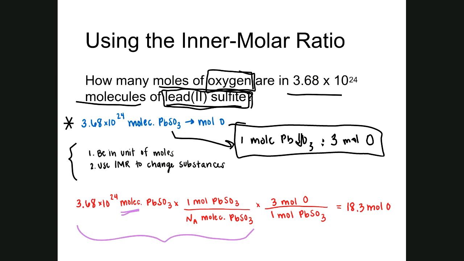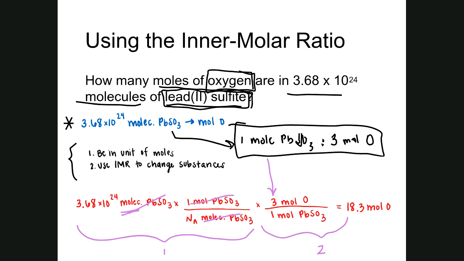And then we do step number 2, which is to change our substance. So we take this equivalence statement and we rewrite it as a conversion factor. How do we know which way to write it? Well, we're trying to get rid of lead-2 sulfite and change it into oxygen. So our molecules of lead-2 sulfite cancel out, and now we need to change our moles.